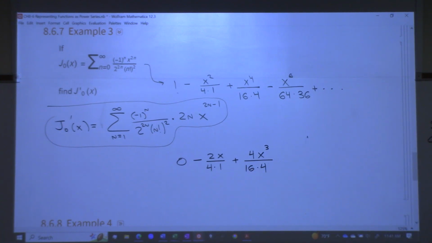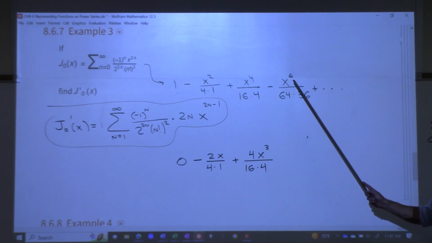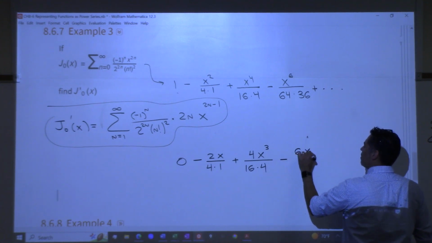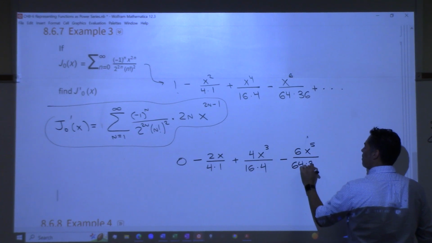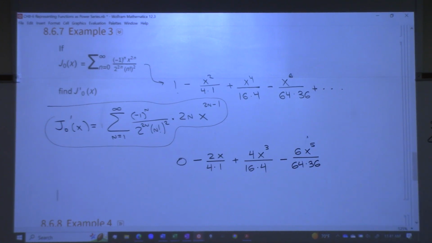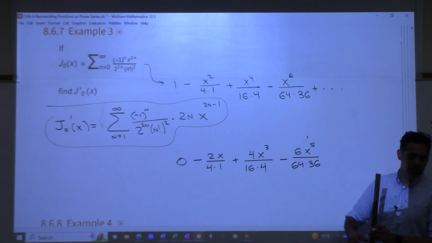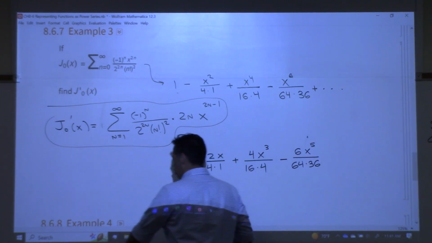That's what's happening. See, all these denominators are just numbers, so I'm ignoring them, and I'm just doing power rules on the top. Next one is minus 6x to the fifth over 64 times 36. This is the derivative. Is that what our formula gives us, though? Yeah, so let's check it.